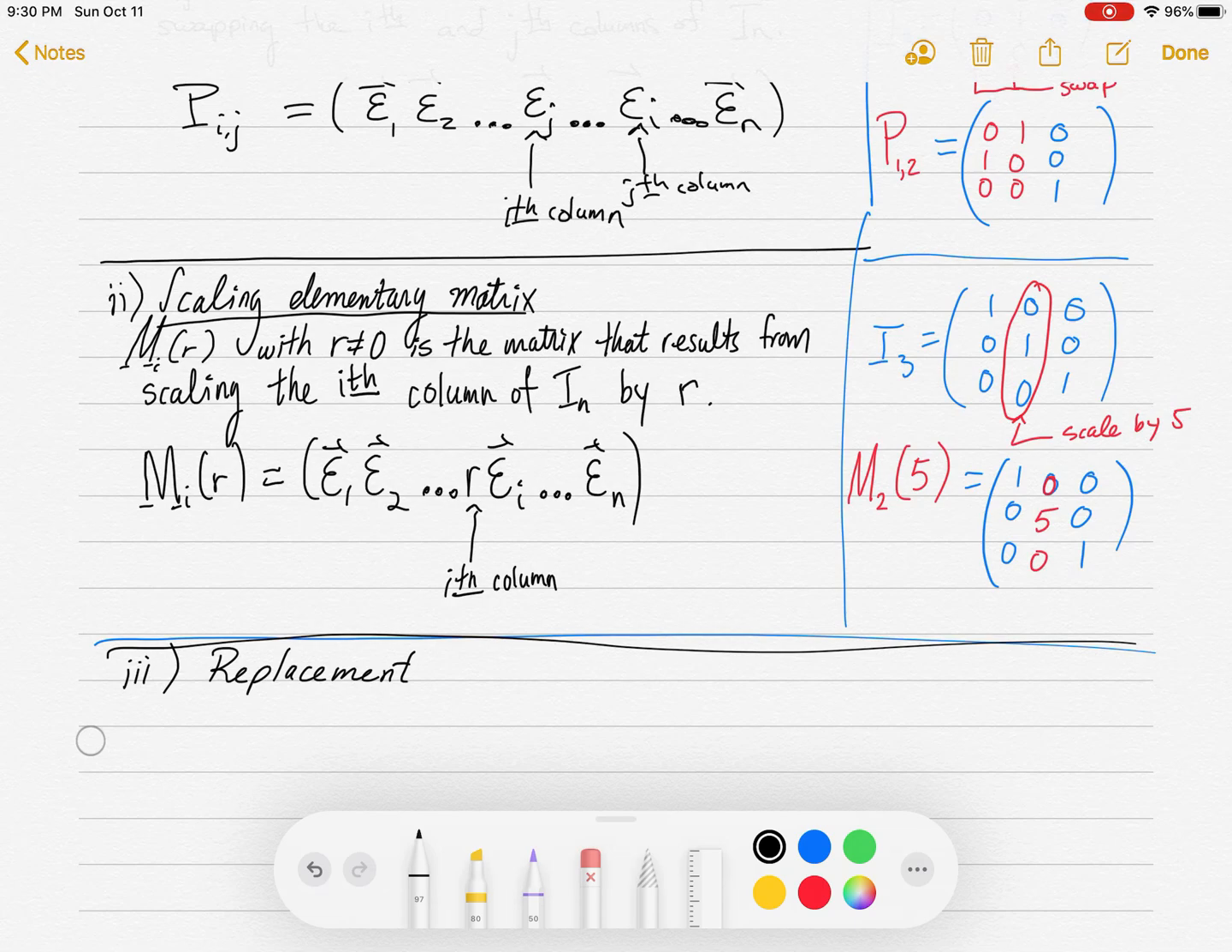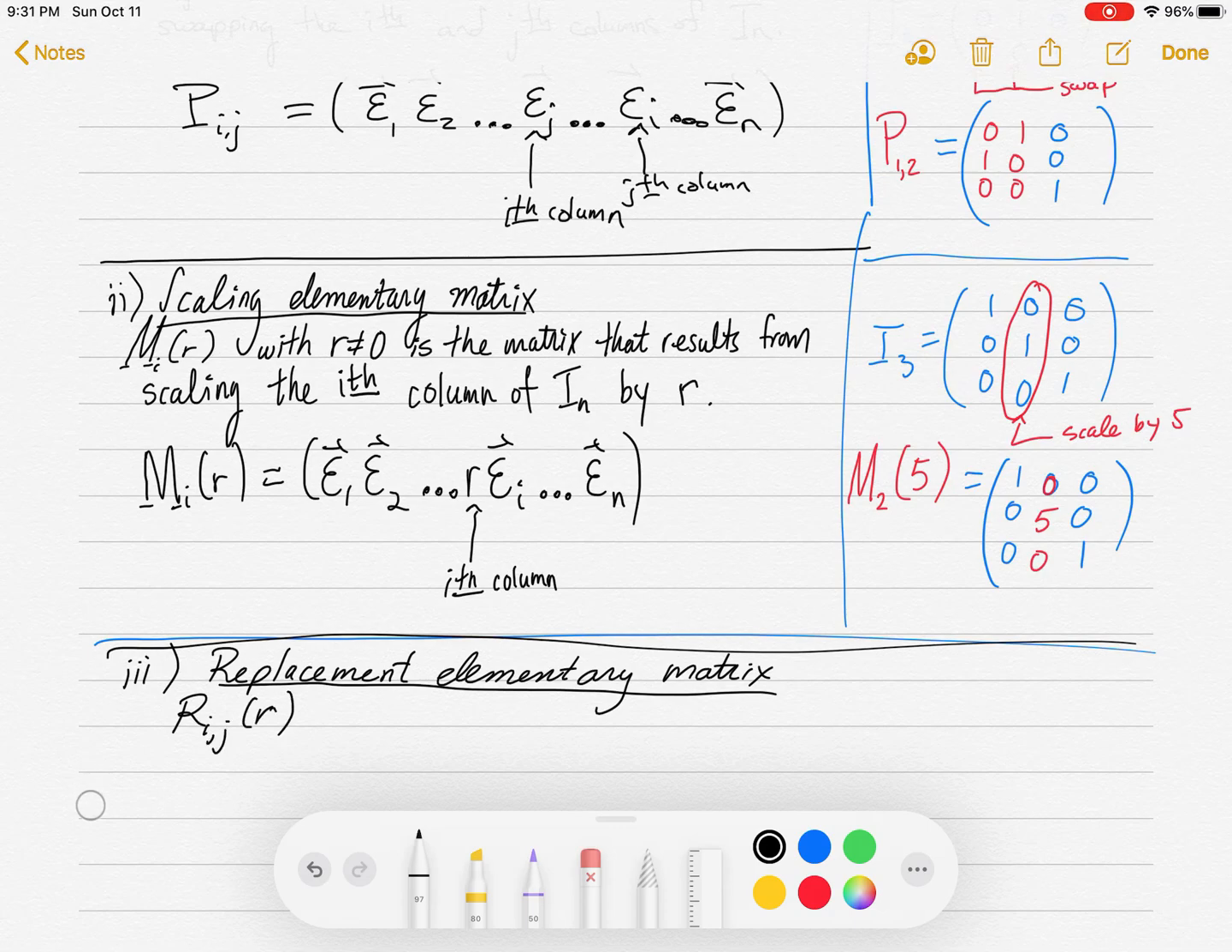Okay, here's a replacement. This is the last and the final type, I should say, type of elementary matrix. This one's called the replacement. This one's a little tricky to get right, to say it right. The concept is easy, really easy, but stating it is a little difficult, so I have to be careful. So the replacement elementary matrix. I often screw it up when I'm stating it.